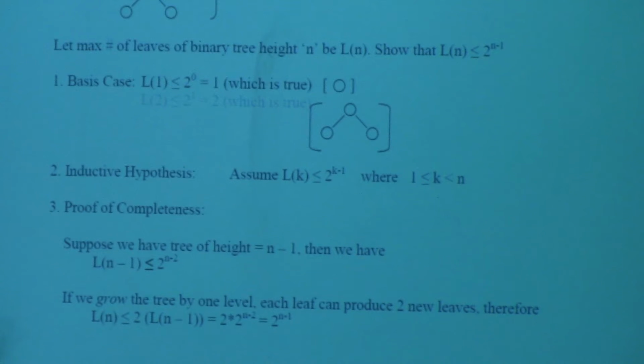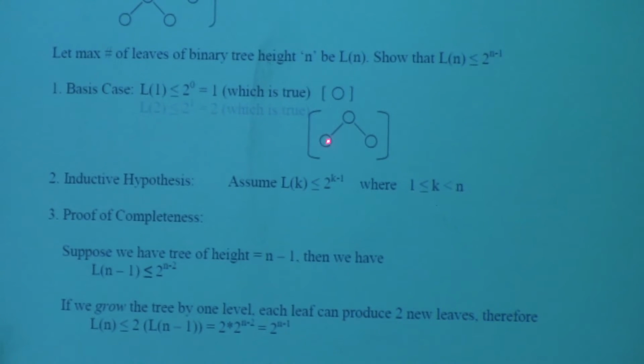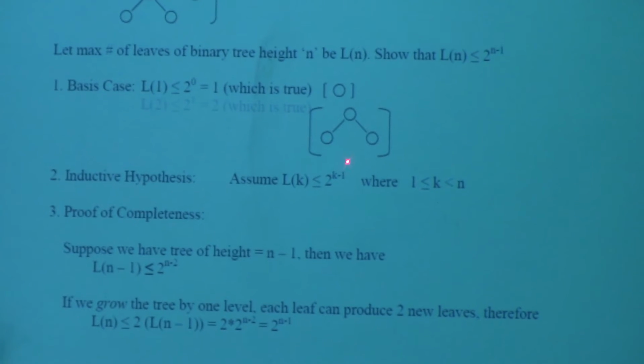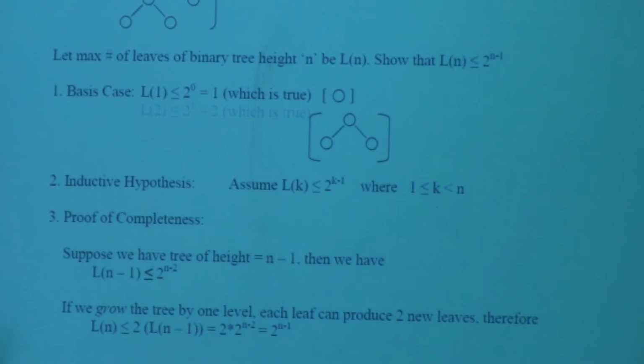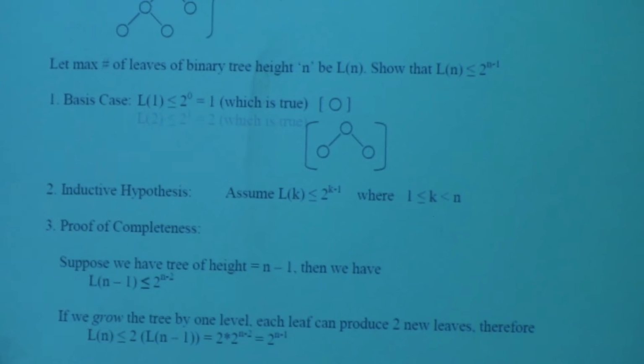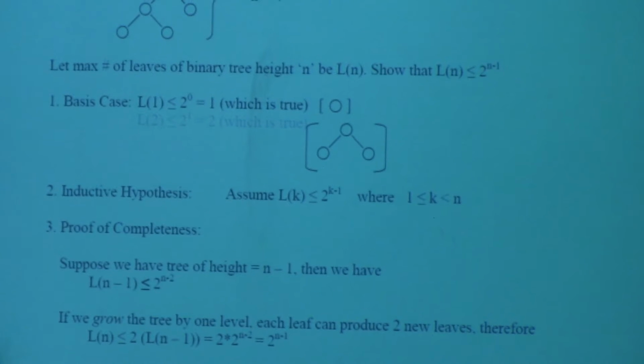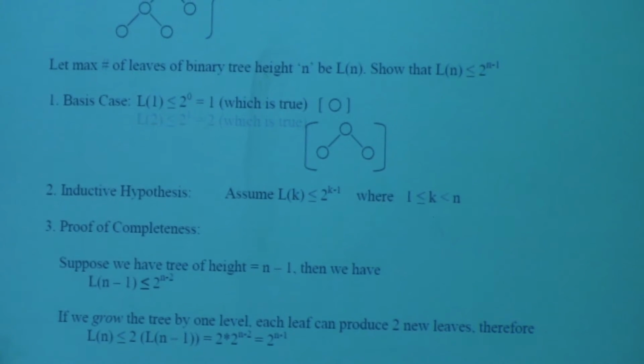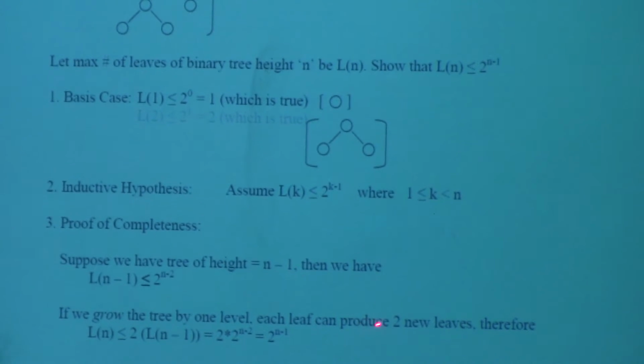So from one leaf on the bottom, like over here, look at this leaf, I'll produce a leaf and another leaf. So essentially what happens is each leaf doubles the number of leaves. Because they have no children, I'm going to give them 2 children. If we grow the tree by 1 level, each leaf can produce 2 new leaves.